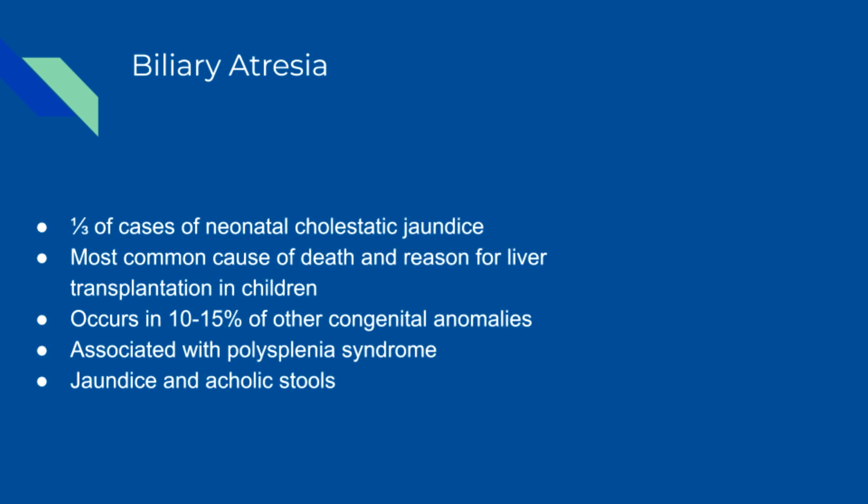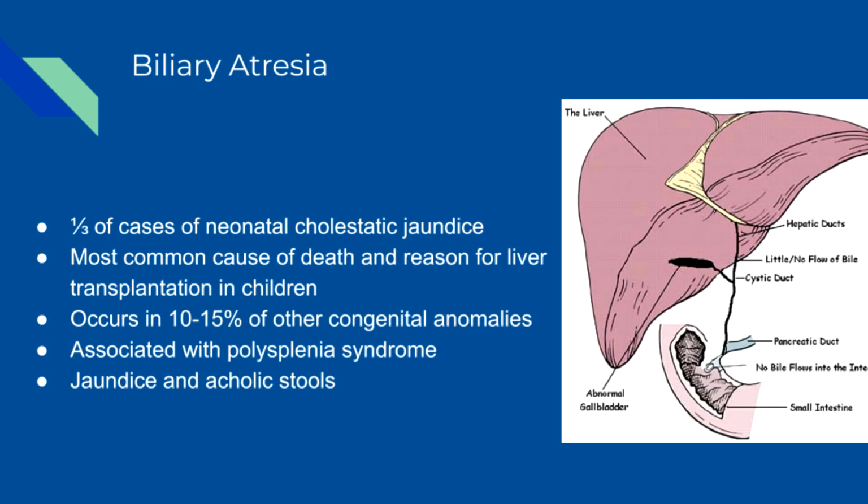Okay, on to biliary atresia. Biliary atresia is a congenital obliteration of the extrahepatic biliary system, which results in an obstruction of bile flow. It is a cause of 1/3 of cases of neonatal cholestatic jaundice. The incidence in the United States is 1 per 10 to 15,000 live births. It is more common in Asian populations. Typical symptoms are jaundice, dark urine, and light stools.